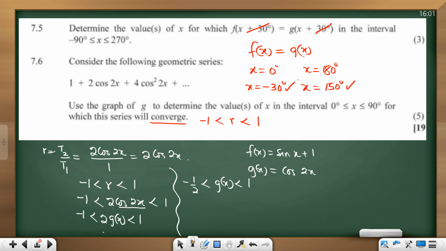What are you going to do in the graph? You are going to look for where, oh, 1 over 2. You are going to go to your graph now and find where you have negative half and half. On which graph? G of x. Oh, they gave us a domain, right? Between 0 and 90.